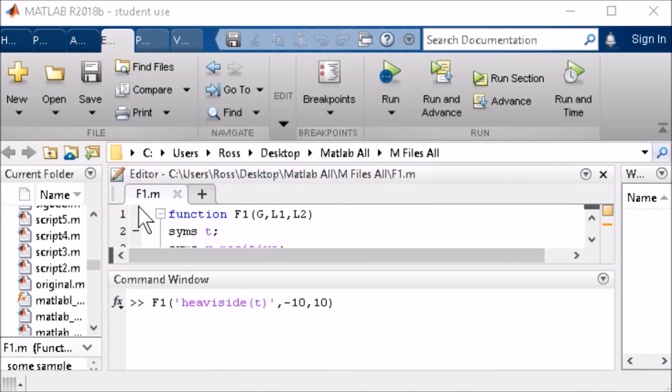So we use the same file f1.m in order to look at our unit step function. Now, our unit step function is called the Heaviside function, so we write it as Heaviside t, after Oliver Heaviside, one of my favourite engineers and scientists. And we'll go again from -10 to 10. So let's have a wee look at the output.